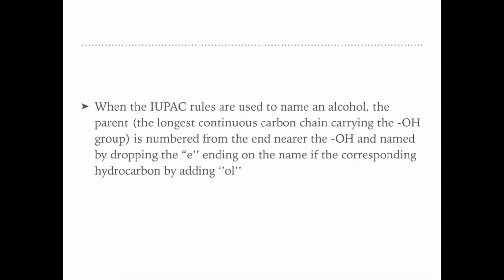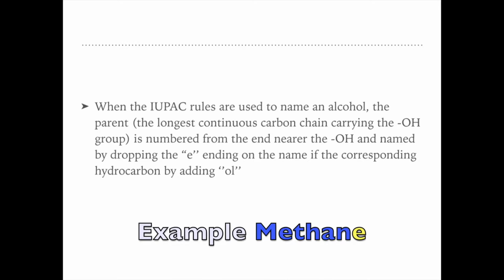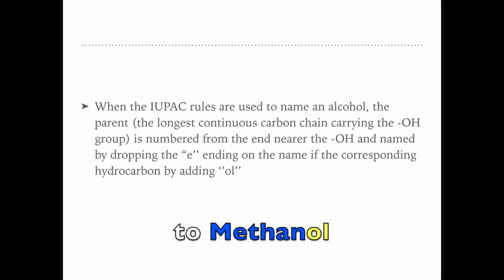When naming alcohols, we must use the IUPAC rules. The parent chain is the longest continuous carbon chain carrying the OH group. It is numbered from the end nearest to the OH and named by dropping the E ending of the corresponding hydrocarbon name and adding OL.